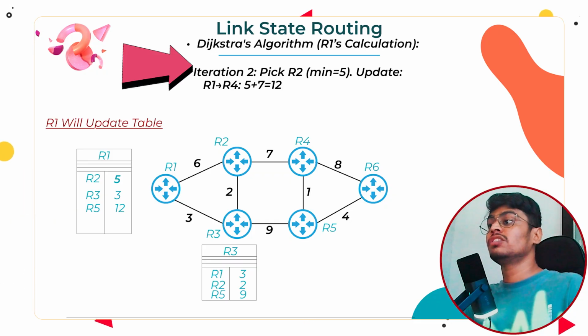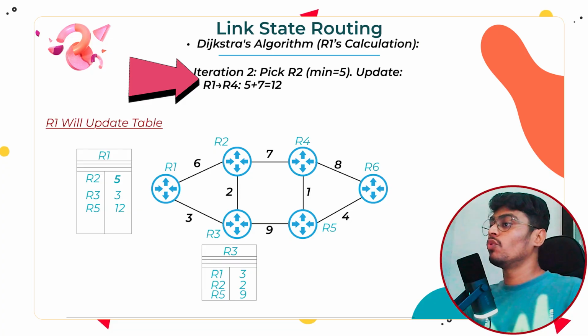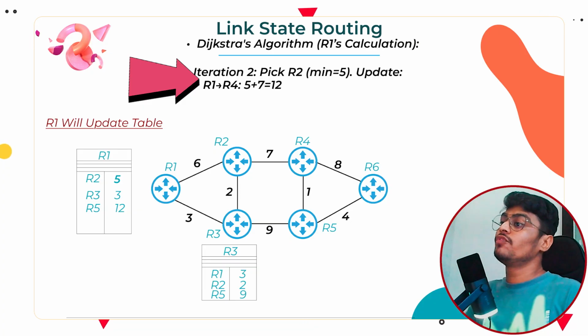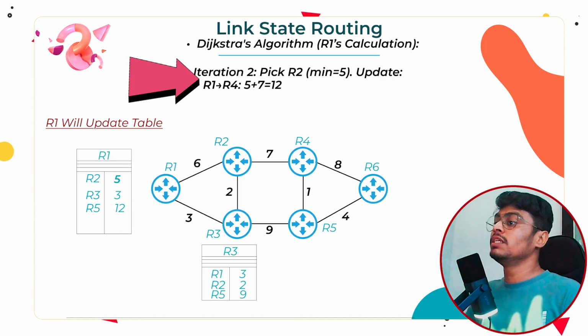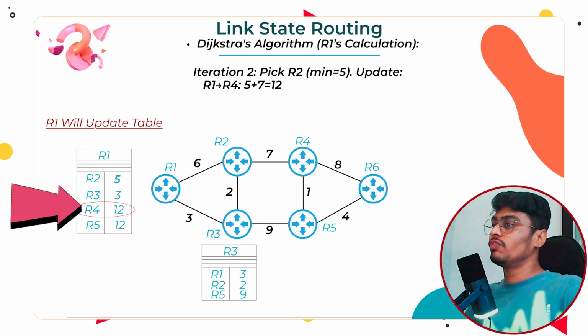Now in the second iteration select R2, minimum distance is 5. Now we have to calculate R1 to R4. It is infinite, but if we calculate via R2, it becomes 5 plus 7 equals 12 via R2. So after the second iteration R1 to R4 becomes 12, the minimum distance.